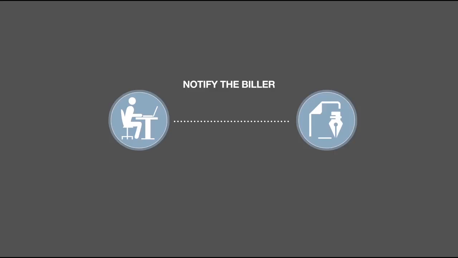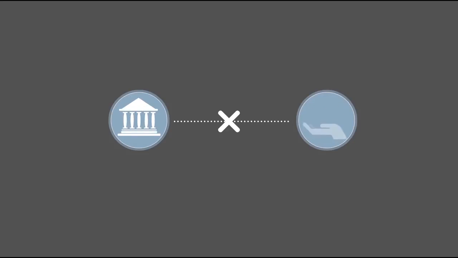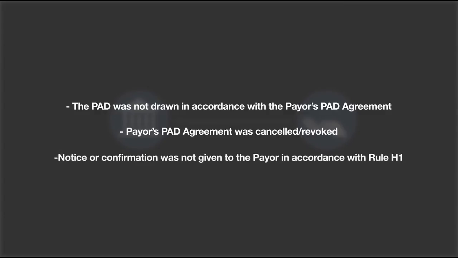A payor always has the option of seeking recourse through their financial institution for any unauthorized PAD. If they are unable to resolve the issue with the biller, or if the PAD is from a biller with whom they do not have a payor's PAD agreement, payors, whether businesses or individuals, can request that their financial institution reverse the PAD and restore the funds to their account. This can be done if the PAD was not drawn in accordance with the payor's PAD agreement, or the payor's PAD agreement was cancelled or revoked, or notice or confirmation was not given to the payor in accordance with Rule H1.